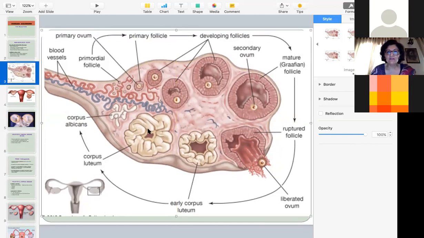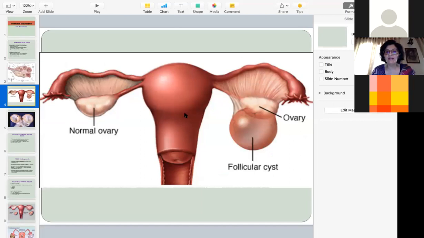This is the early corpus luteum. This is a mature corpus luteum. And once the cycle ends, this corpus luteum becomes fibrosed and develops into a corpus albicans. So this is what happens in a normal cycle. If at this point it doesn't rupture, it develops into a Graafian follicular cyst. And then you end up having this kind of clear fluid-filled cyst, which is just an unruptured Graafian follicle. This is the normal ovary on this side, and this side of the ovary is showing the follicular cyst.